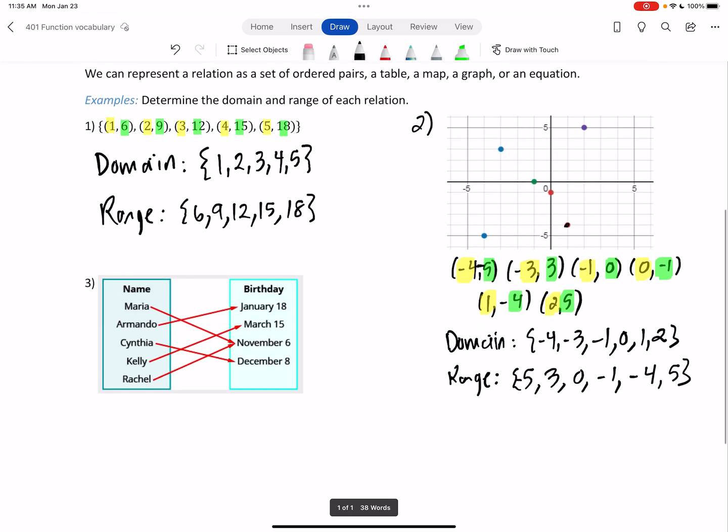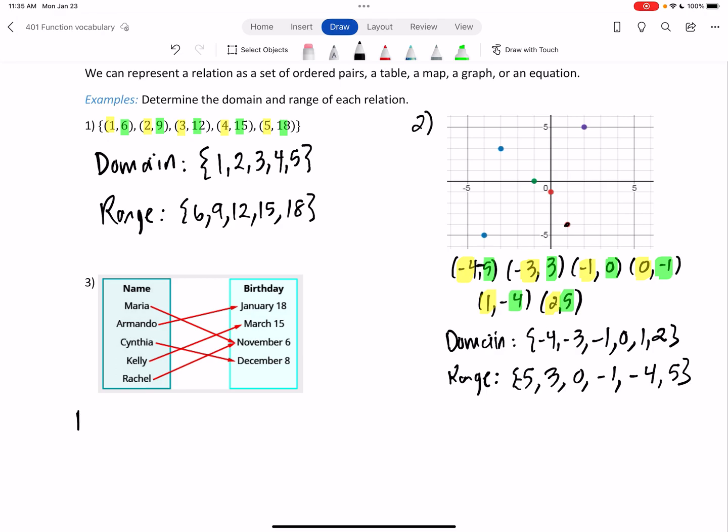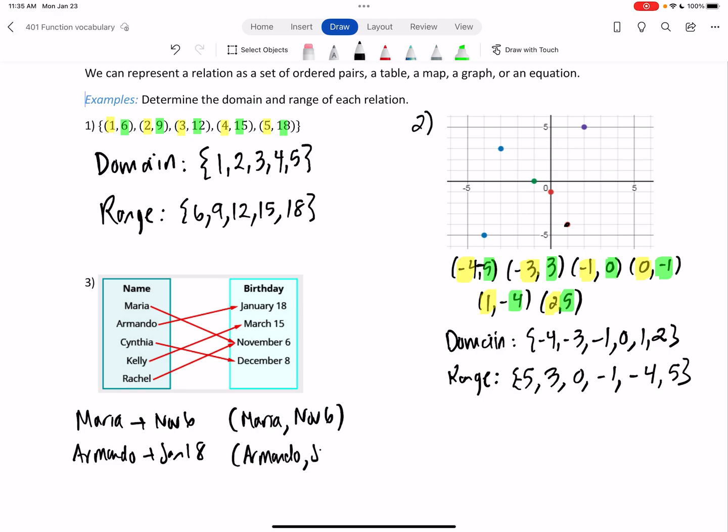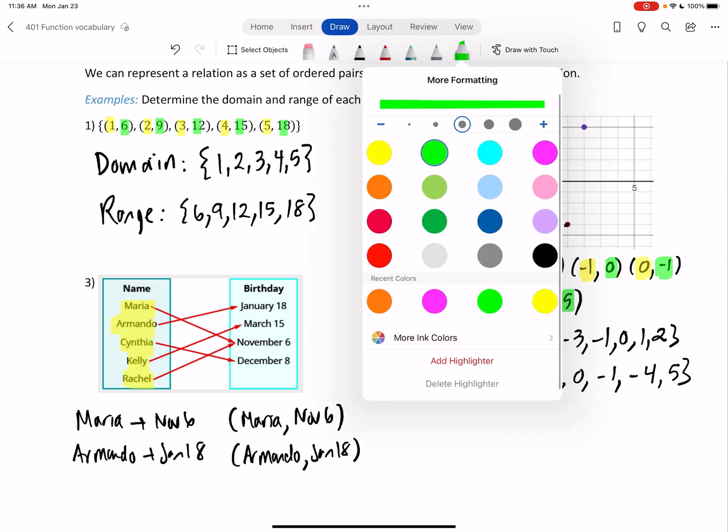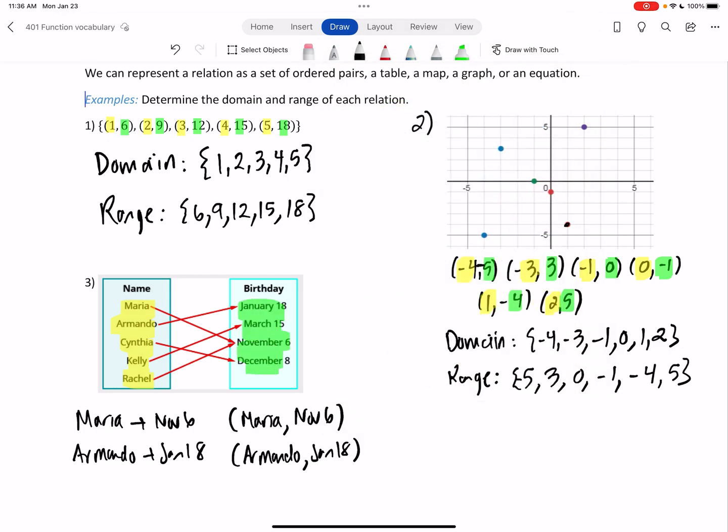Okay, lastly, we look at a map or an arrow diagram, and what we see is that Maria maps to November 6th. And Armando maps to January 18th. We can think of that ordered pair as (Maria, November 6th), and (Armando, January 18th). So what we see is that my domain is all of these people over here, and they each get mapped to a date over here as my range.